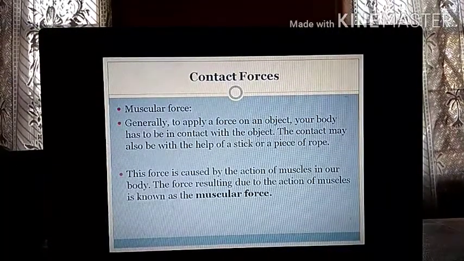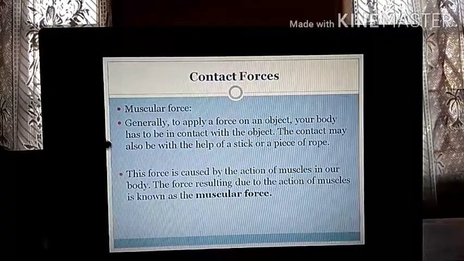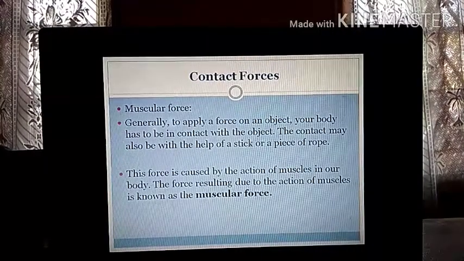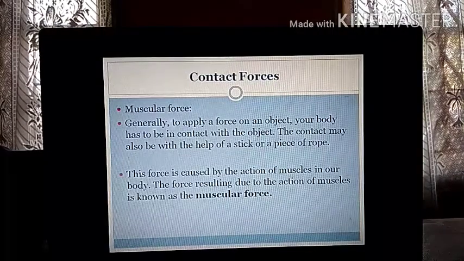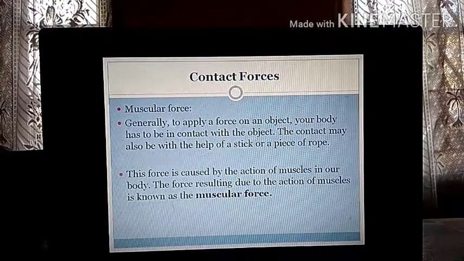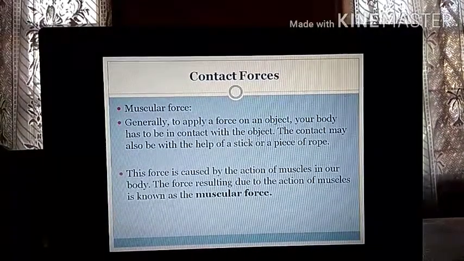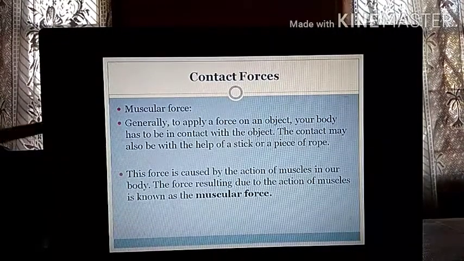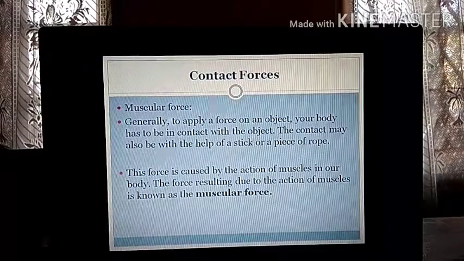Generally, to apply a force on an object, your body has to be in contact with the object. The contact may also be with the help of a stick or a piece of rope. Okay, it is not necessary that you have to touch the object directly; you can also touch it with the help of a stick or even with the help of a rope. But there has to be some kind of contact. So this force is caused by the action of muscles in our body. The force resulting due to the action of muscles is known as muscular force, isn't it?